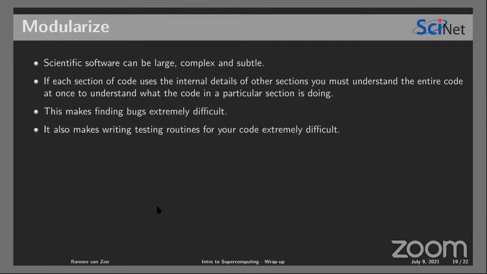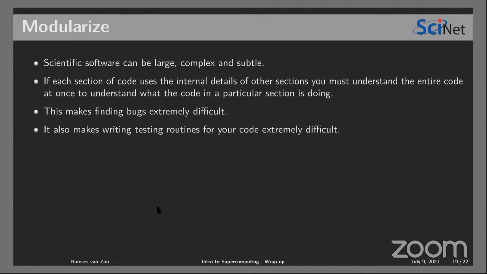So it really helps debugging things or keeping things maintainable. If you want to change something about, say, the way things are written to file, and that is a separate module, you only have to look at that separate module, and you don't have to worry about anything else breaking. So modularization is a way to keep yourself sane when working with large, complex, and subtle scientific software.